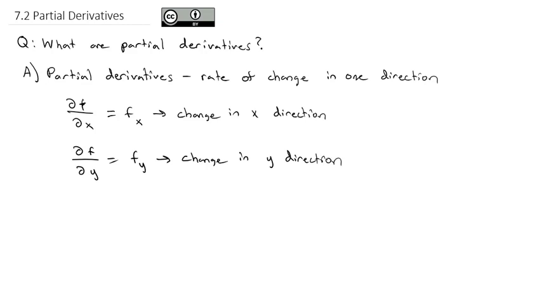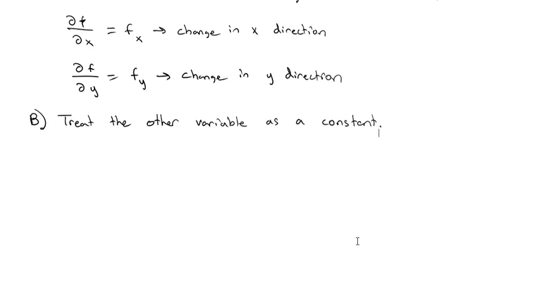And the idea is that we want the change in one direction, assuming the other direction remains constant. In other words, we're going to treat the other variable as a constant. We're going to treat it just like it was the number 7 or the number 12.